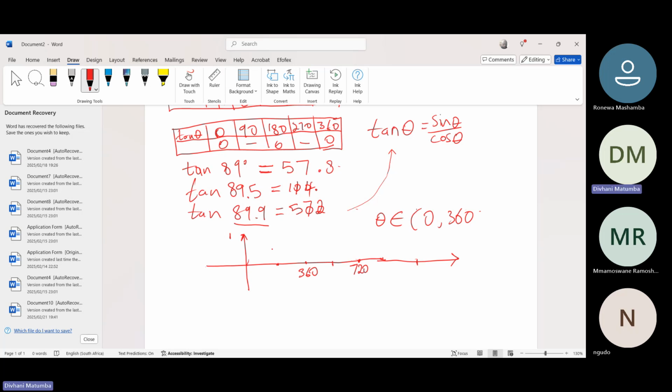And 360 plus 90 will be 450. What is the sine of 450? 1. Okay, so I'm gonna draw the graph like that. So your 450 is round about there, 450 degrees. It's actually 1.